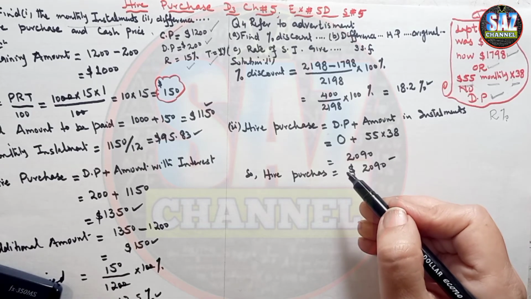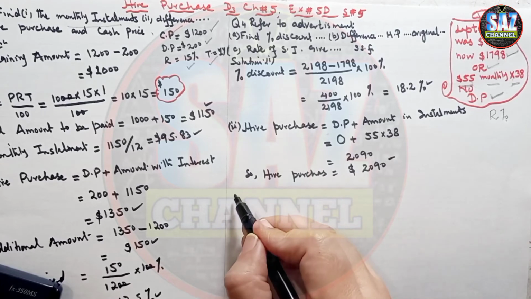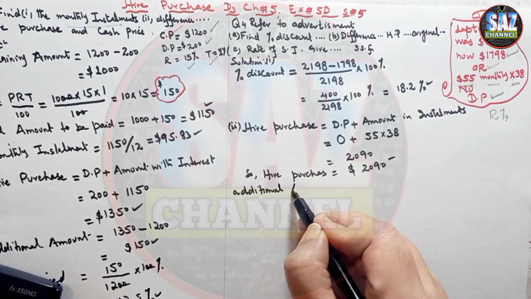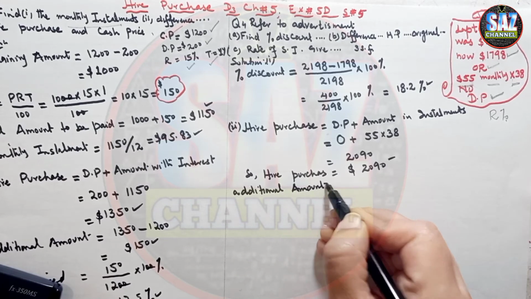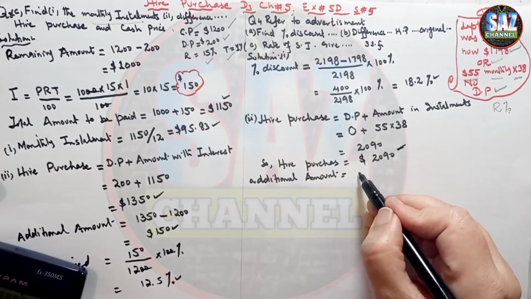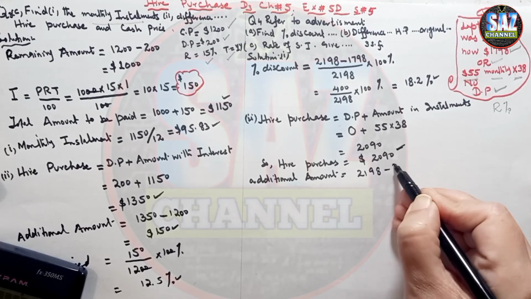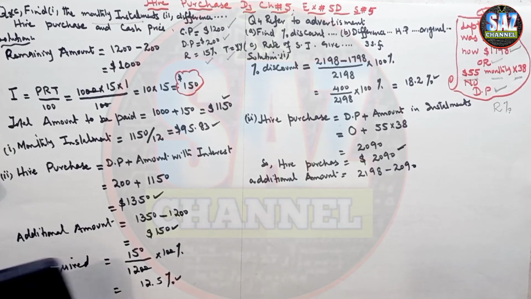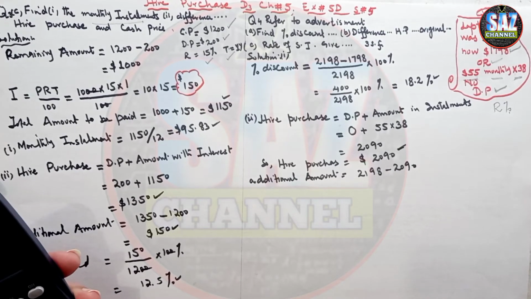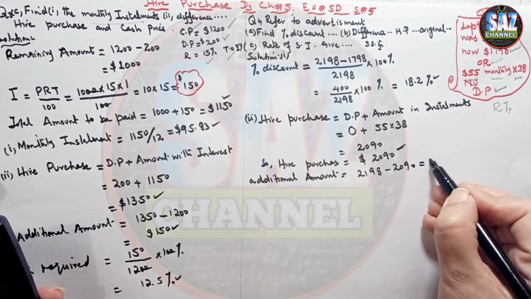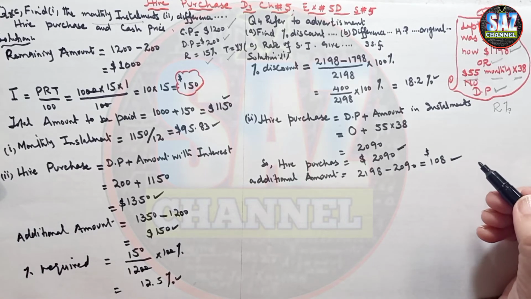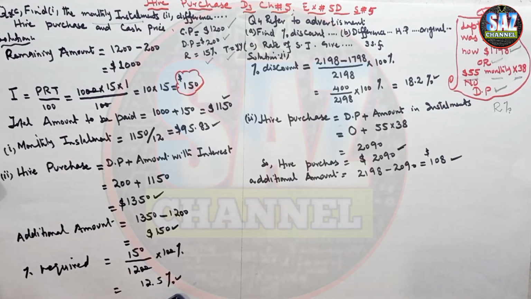And the question asks the difference between the hire purchase and the original price. So the additional amount, or the difference between hire purchase and the original price, will be 2198, the original price, minus 2090. 2198 minus 2090 will give me 108. 108 is the difference between your hire purchase price and the original price. I hope you are clear about this question.